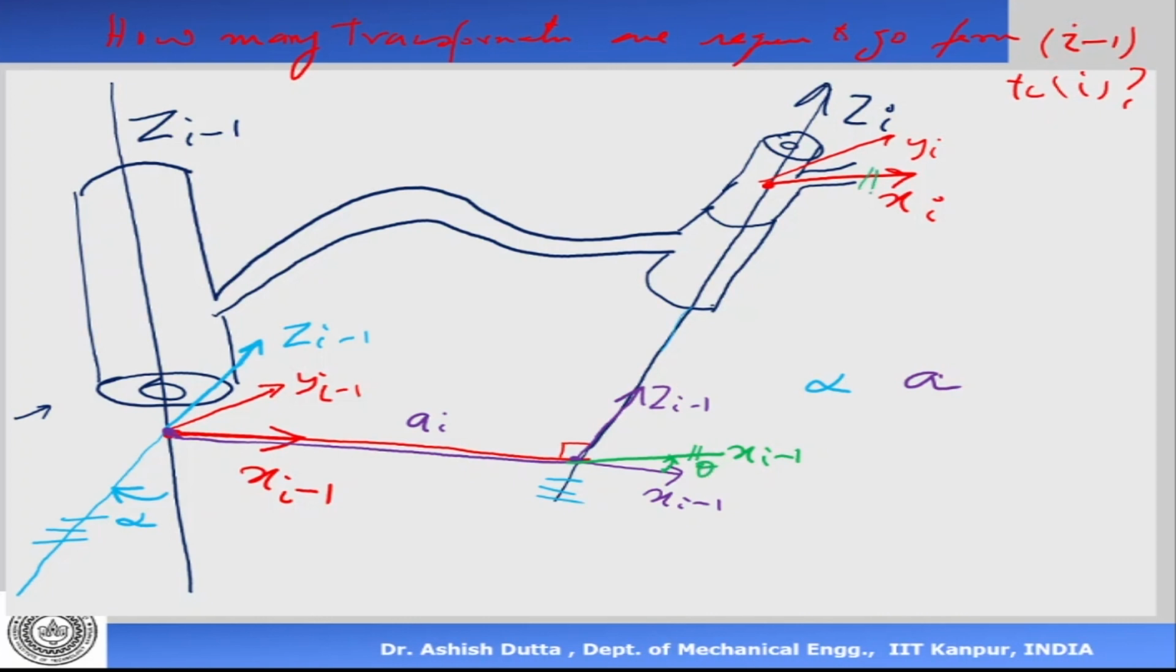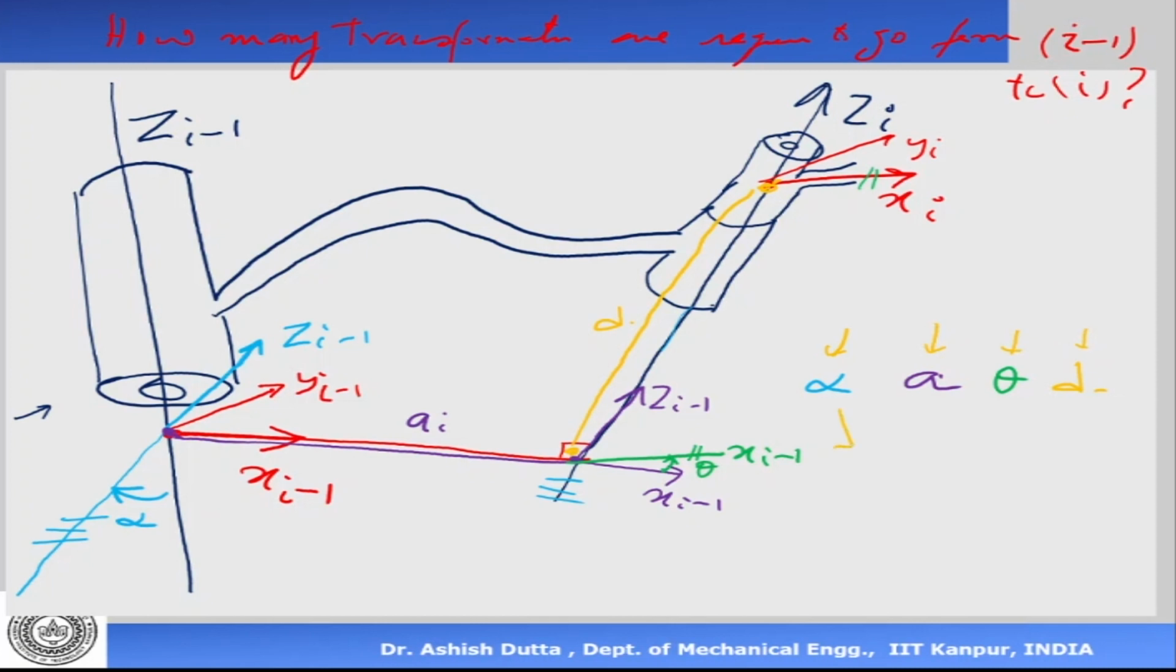Now the x's are aligned, the z's are aligned, but the origins are still different. So I move the origin from here to there by a distance d. Now they're all aligned. The origins are the same, x_i and x_{i-1} are aligned, and z_{i-1} and z_i are aligned. So how many transformations were required to align two axes in three-dimensional space, which can be in any direction? There are 4: first alpha, then a, then d, then theta.